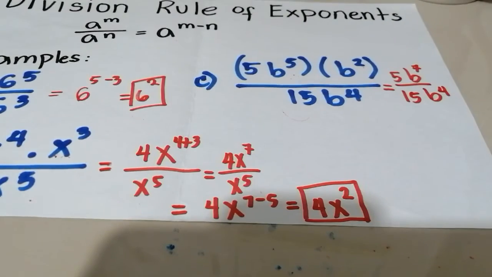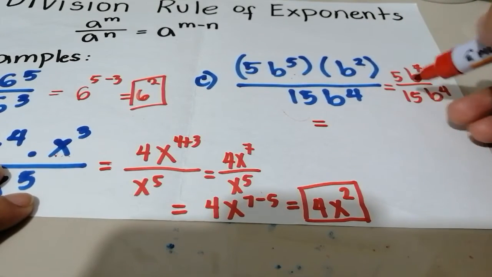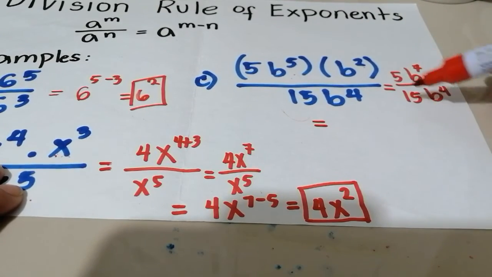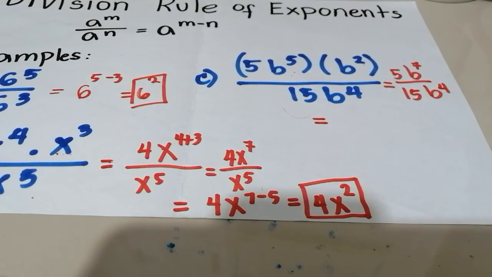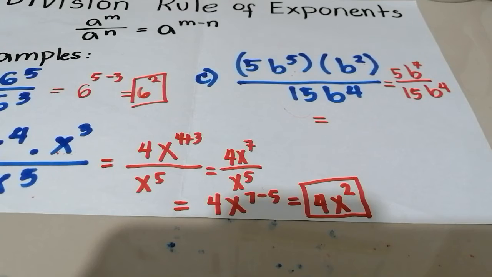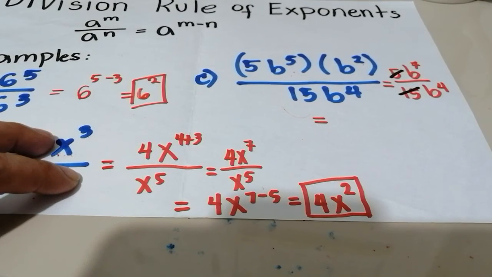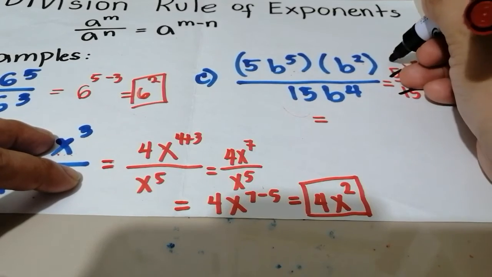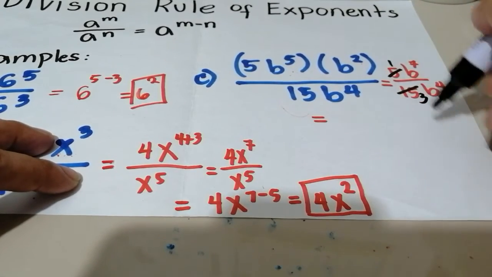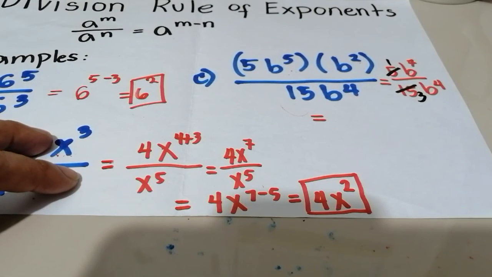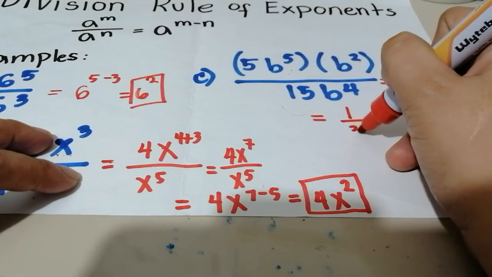Next is, we're going to simplify this further. So, 5 over 15. So, this is a fraction. Diba? Fraction form siya. So, ang gagawin natin, we have to simplify 5 over 15 by cancellation. 5 and 15 can be divided by 5. So, 5 divided by 5, that will be 1. And 15 divided by 5 will be 3. So, simplifying fractions ang ginawa natin dyan. So, ang mangyayari, we have 1 over 3 tayo dyan.